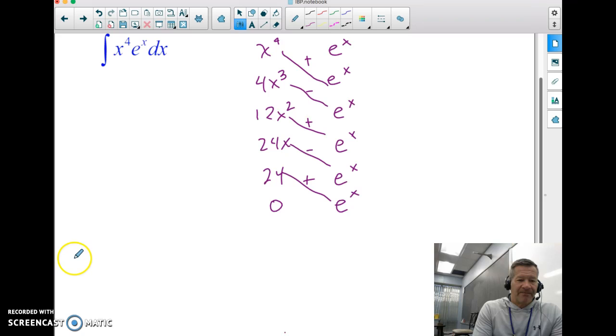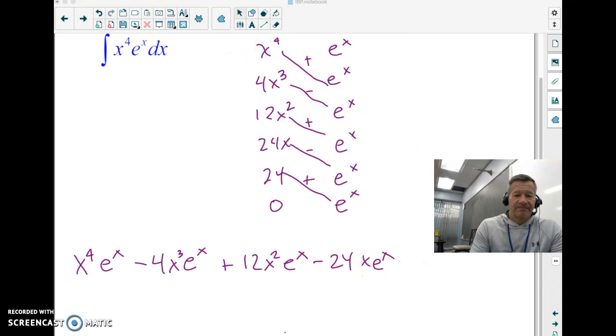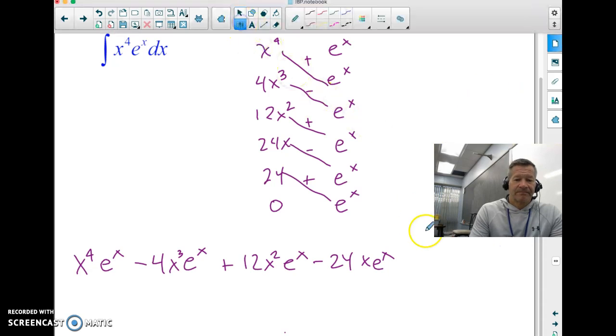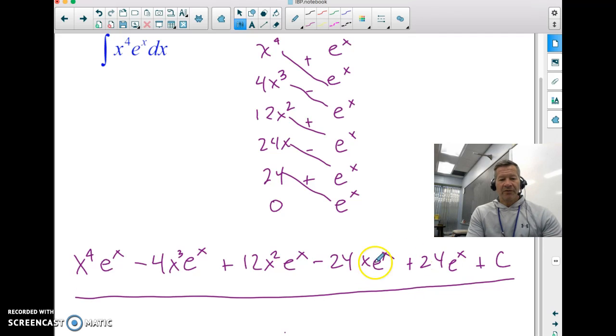So I've got x to the 4th e to the x, minus 4x to the third e to the x, plus 12x squared e to the x, minus 24x e to the x, plus 24 e to the x. And then, of course, plus c. And there's your antiderivative. And there we go with that.